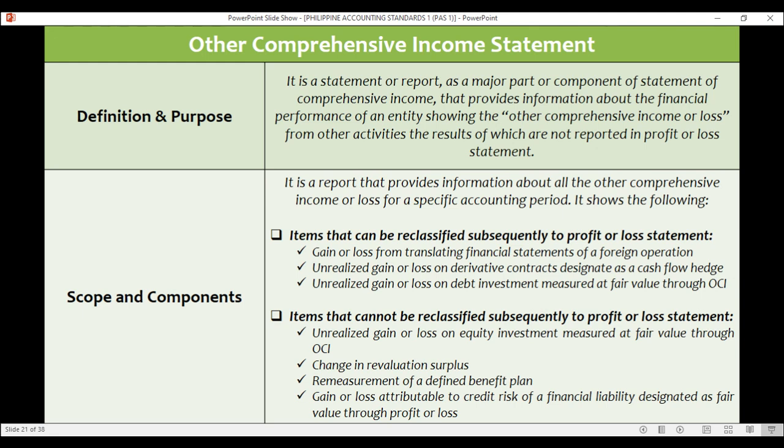Then change in revaluation surplus, or the surplus that relates to revaluation of assets, remeasurement of defined benefit plan. We have the remeasurement gains or losses. Last, we have gains or losses attributable to credit risk of a financial liability designated as FVTPL, or fair value through profit or loss.